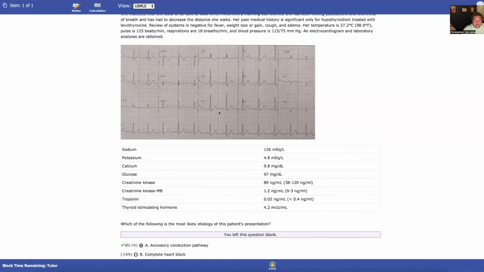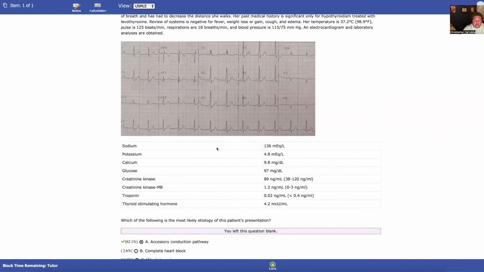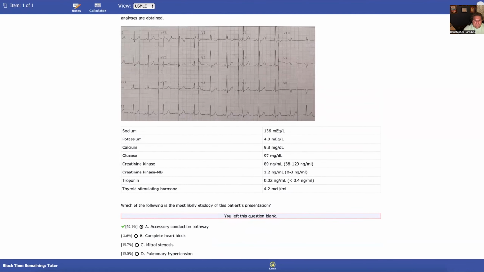But if we look at our other answer choices, complete heart block, what do we know about that? Well, usually that is a condition that's going to be giving me bradycardia. I don't see that here. I also don't see any reason why she would have complete heart block. So we can kind of move on from that, even if I don't know what the EKG is showing me. As far as mitral stenosis goes, we know that's usually somebody who has rheumatic heart disease. There's nothing here in the history that would be pointing me towards that. So again, we can kind of move on from that.